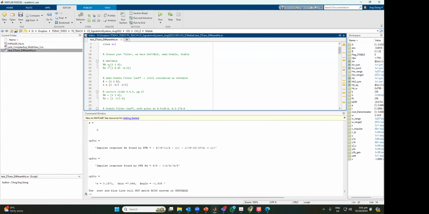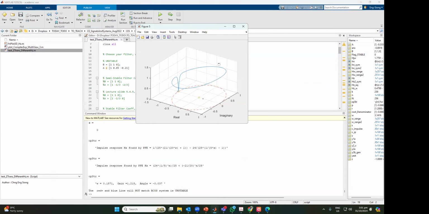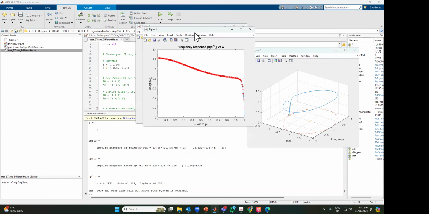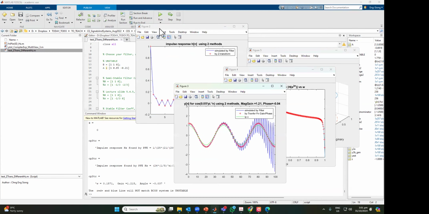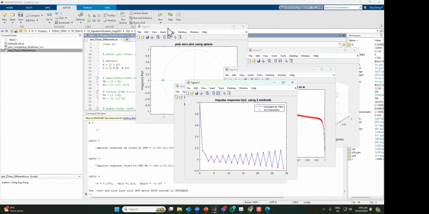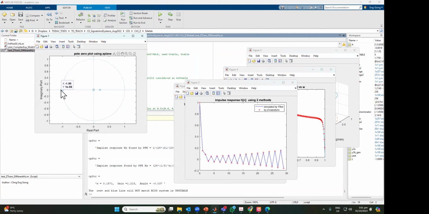All right, unstable. Let's try on some unstable guys. I mean, you're still plotting something, but you're thinking, hey, does it work or not? Let's try. Here, the pole is outside, 1.05, outside the unit circle. So for sure, this is unstable.